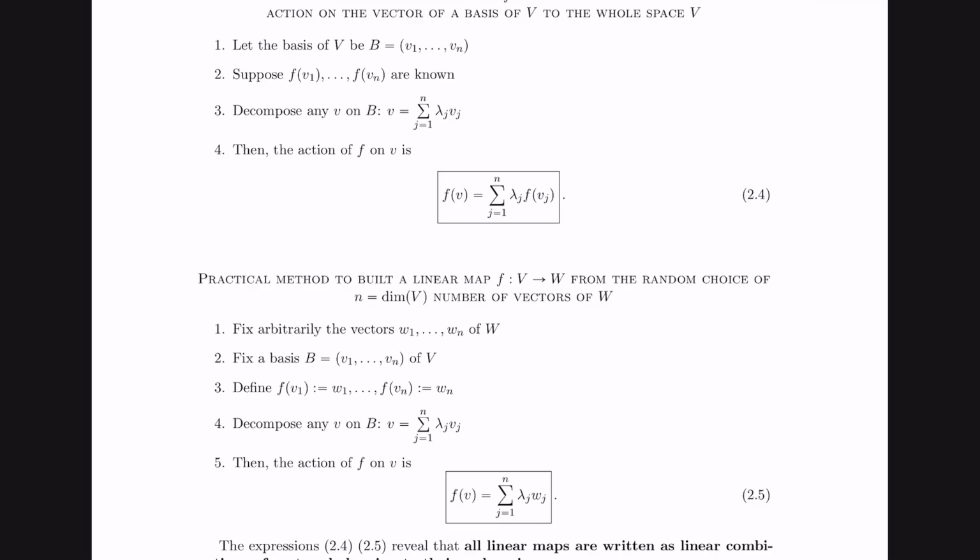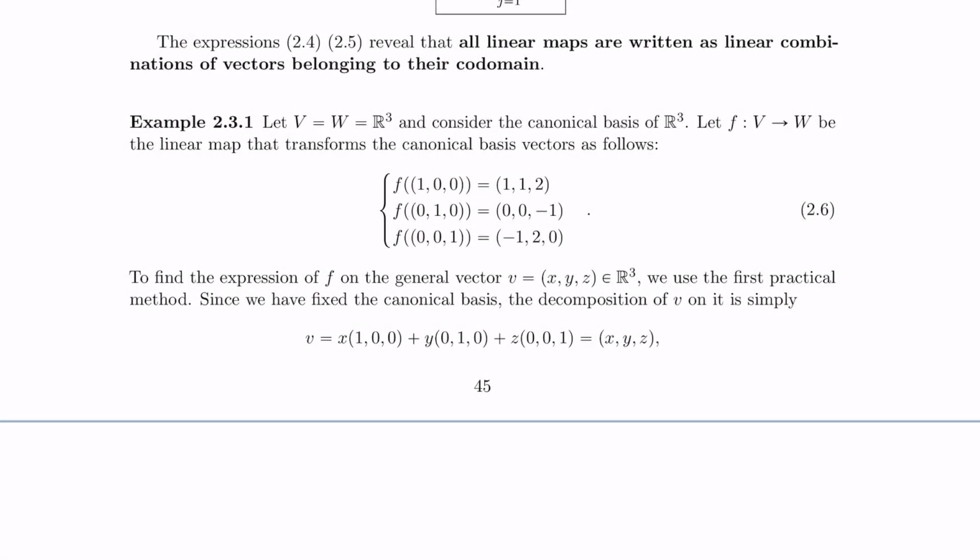Finally, if you think for a second, we have also acquired a very important piece of information. That is to say, thanks to this expression and this expression, now we know that all linear maps are written as linear combinations of vectors belonging to their codomain. Of course, the best way to understand the theoretical results that we have just obtained is to use them in practice. For this reason, now we're going to discuss three examples.